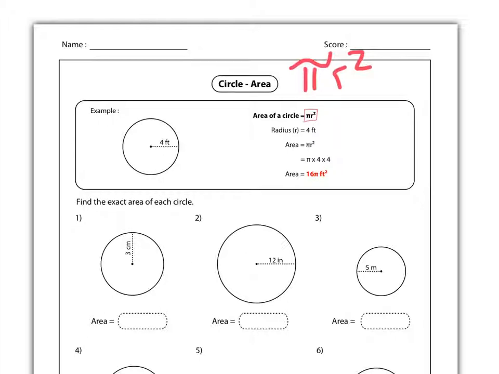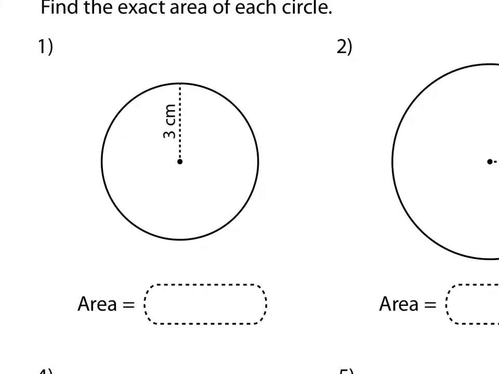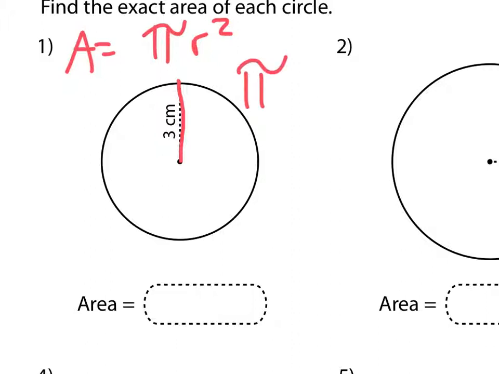So let's take a look at this. We need to find the exact area for each circle. So I'm going to go to this one right here, and I see that the radius is what? Well, the radius is from here to here, and it tells you. It's super easy. It says it's 3. So again, the formula for area is pi r squared. And in this case, it's going to be pi 3 squared.